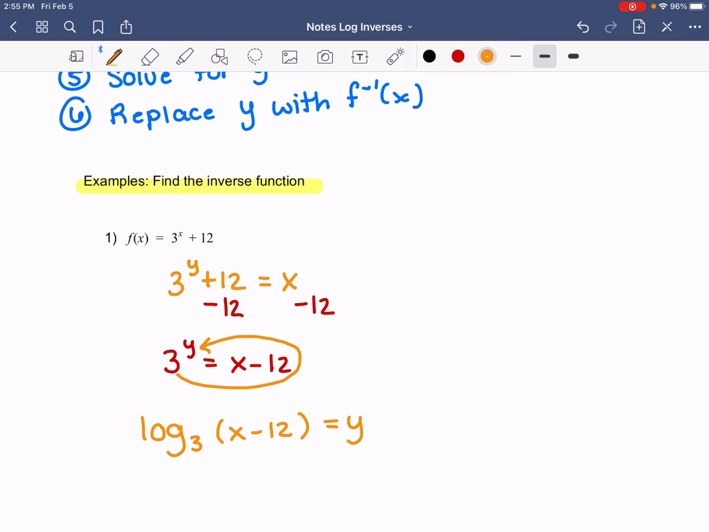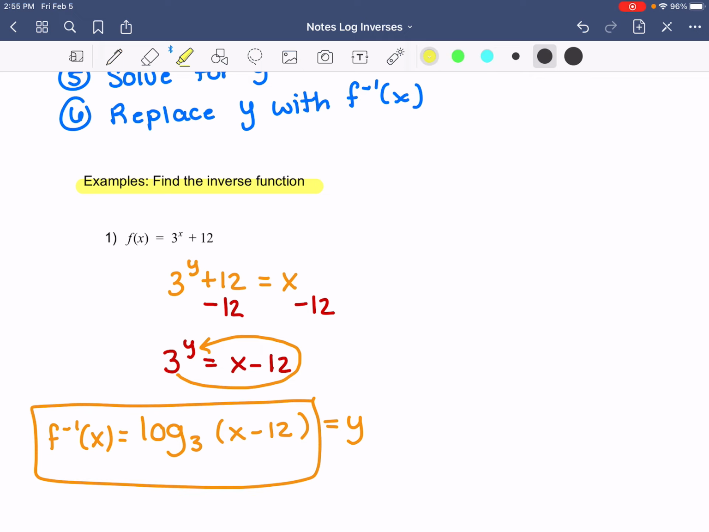Step 5 is to solve for y. Y is already solved for, so we're good there. We can replace it with f inverse. I'm just going to put it in the front since the y was on the other side anyways. And this is our inverse equation. So this is our original, and this is our inverse. Notice how the original had a 3 to the power of something, and our inverse is log base 3. Whatever the base was on the original, your inverse is going to have that same base. So it went from exponential to log.